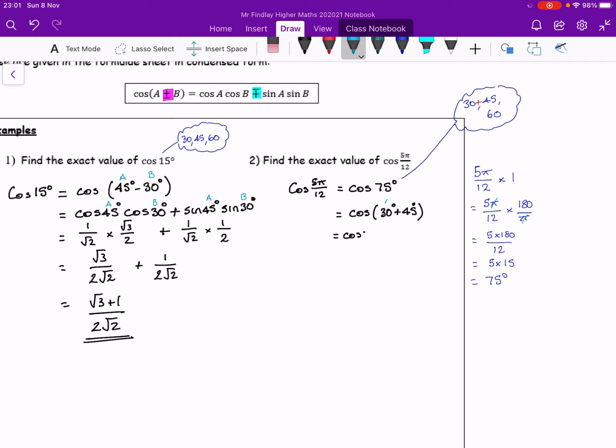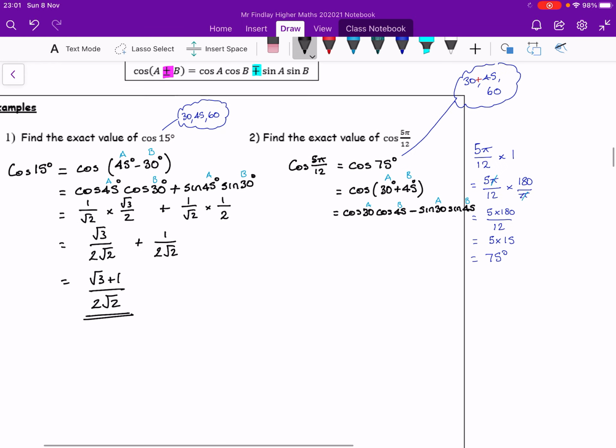Let's just keep ourselves right. A and B, cos 30, cos 45, and this time I've got a plus within my bracket, which means that it's not consistent, it's minus, and then sine 30, sine 45. So again, the wee pattern here, A, B, A, B. Okay, consistent with our expansion.